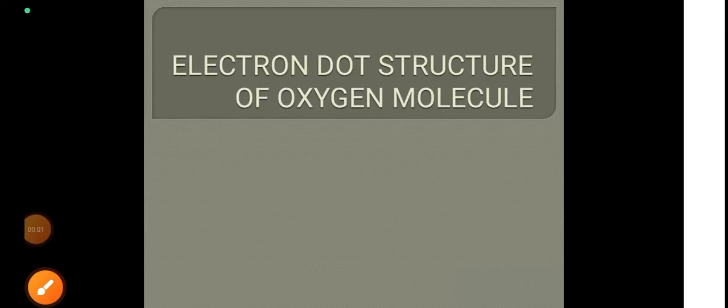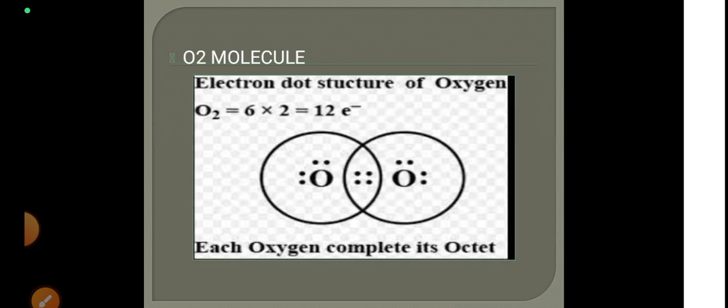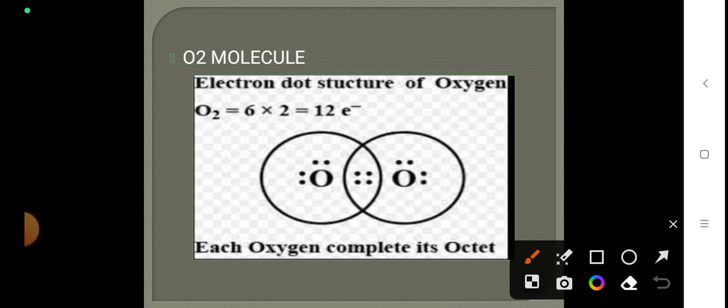Hi students, today let us learn about electron dot structure for oxygen molecule. Oxygen is having atomic number 8, and when we look at the electronic configuration it will be 2, 6.